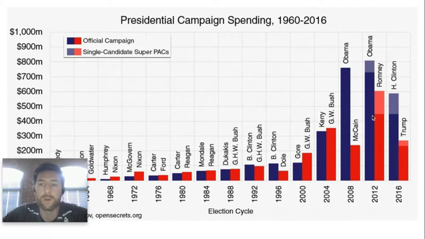The same goes for Obama in 2012 when he won his second consecutive election. He spent around $800 million on his campaign. Now, we'll get into super PACs in a minute, and PACs in general, and what that means.